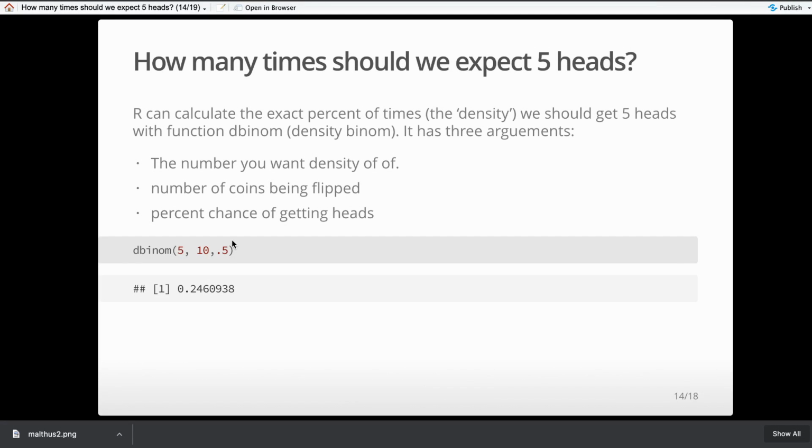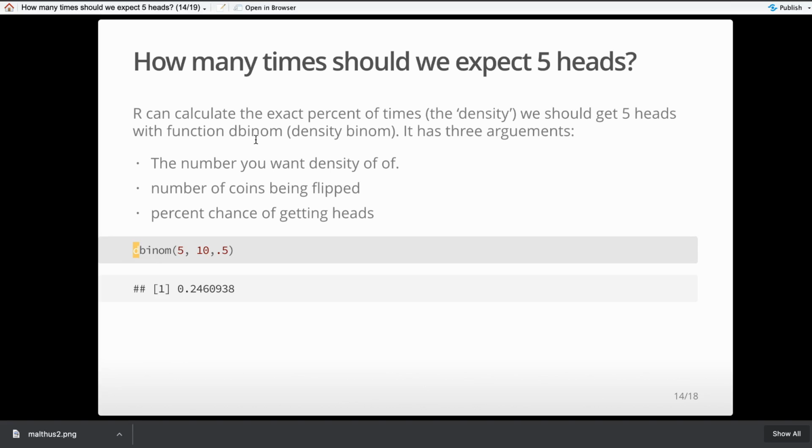R can actually calculate the exact percent of times, the densities, that we should get 5 heads. If we were to do an infinite number of trials, instead of 100 trials, what percentage of the time would we get 5 heads out of 10 coin flips? So we can use the function dbinom. The D stands for density. The percentage of time you're going to get a specific number is the density of that number.